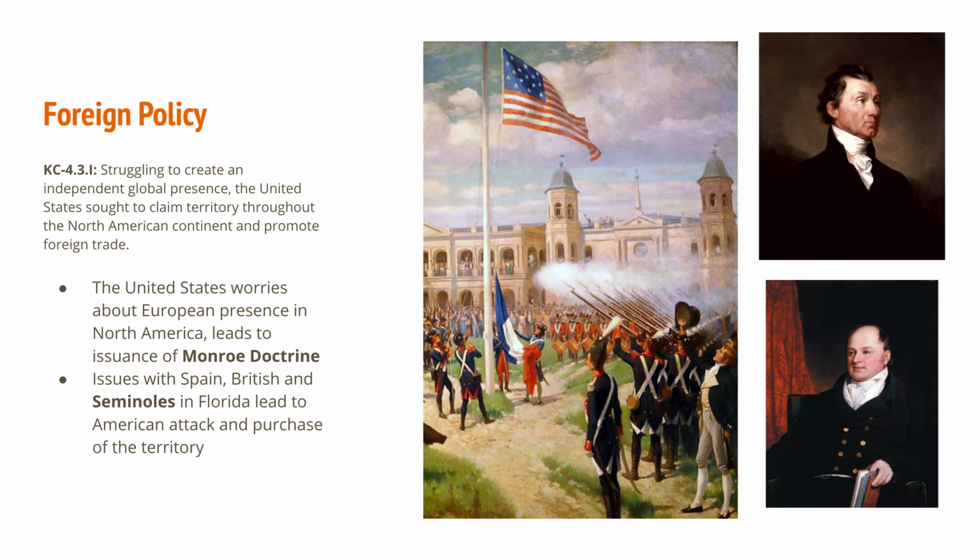So, struggling to create an independent global presence, the United States sought to claim territory throughout the North American continent and promote foreign trade. So, we see this when the United States is worried about European presence in North America. James Monroe and John Quincy Adams issued the Monroe Doctrine. And it was supposed to be a joint venture between the United States and Great Britain because the United States at the time really didn't have the naval power to back up the threats that it was making, that any European power in the Western Hemisphere was going to have to go through the United States.